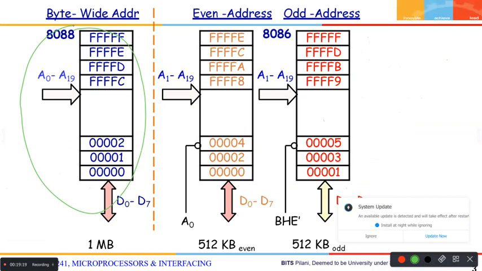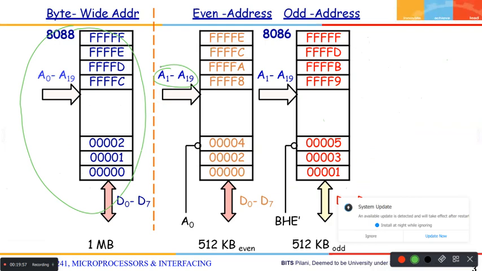Both have A1 to A19. In the 8086, both have A1 to A19. Both require, right, the 20-bit address. Now see here, just try to understand why only A1 to A19. A0 is used to select your even bank and odd bank. To address 512 kilobytes, how many address lines are required for you?